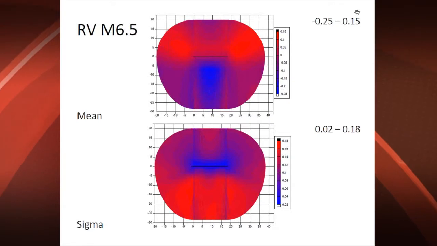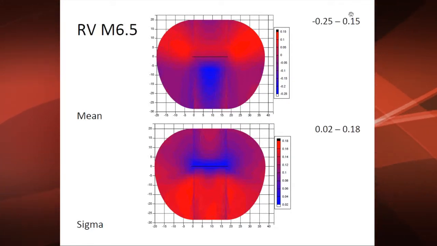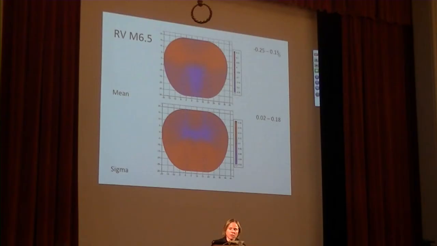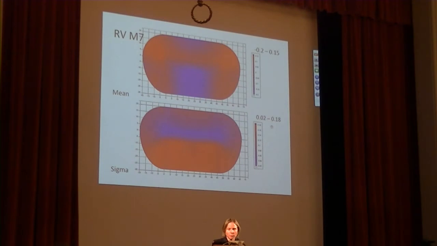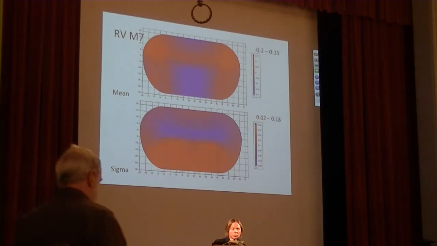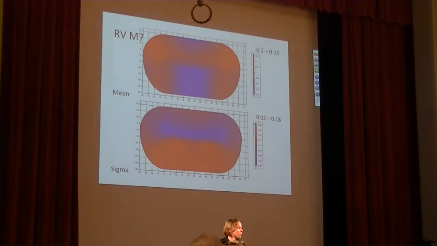Okay, so the magnitude 6.5, we're starting to get a change. The largest change in the mean is about 0.15 natural log units, and the largest change in the standard deviation is about 0.18. Similar for magnitude 7. So I have a question here about the magnitude 7. This is a thrust fault, right? A long thrust fault.